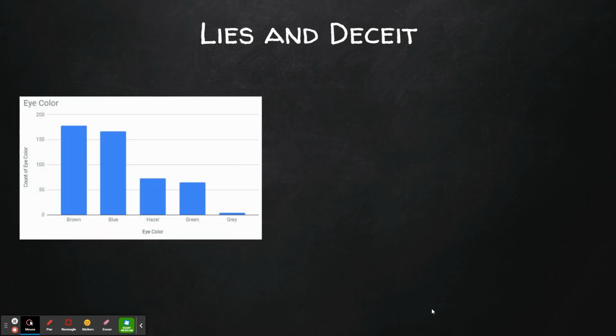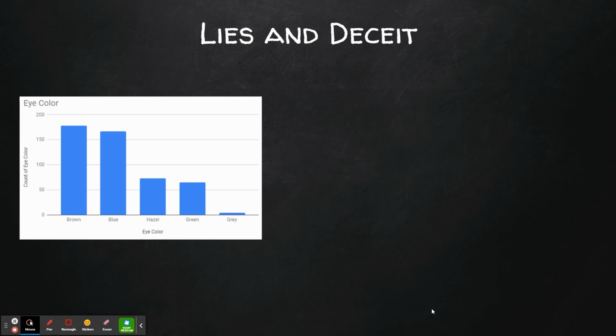All right. Now, graphs are great. They're intended to give people an intuitive understanding of data. You're supposed to glance at them and just kind of understand some things. Because of that, they can be used to trick you. For instance, this is the bar chart we made a minute ago that we talked about with eye color.